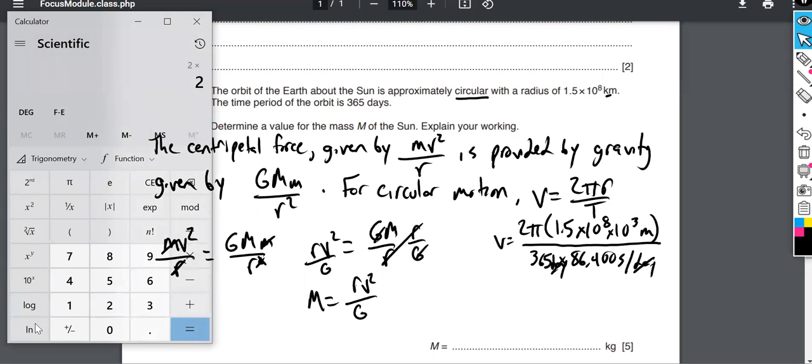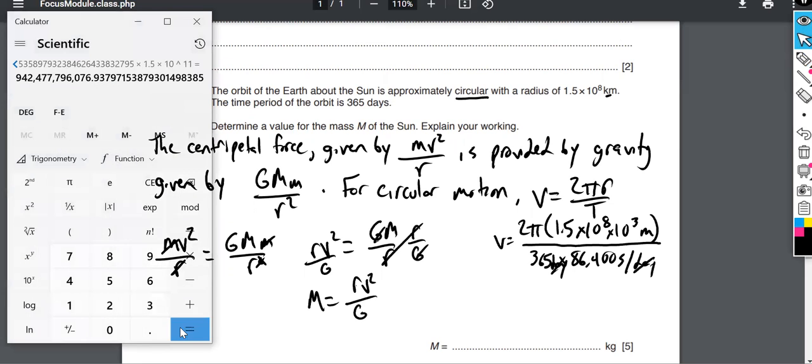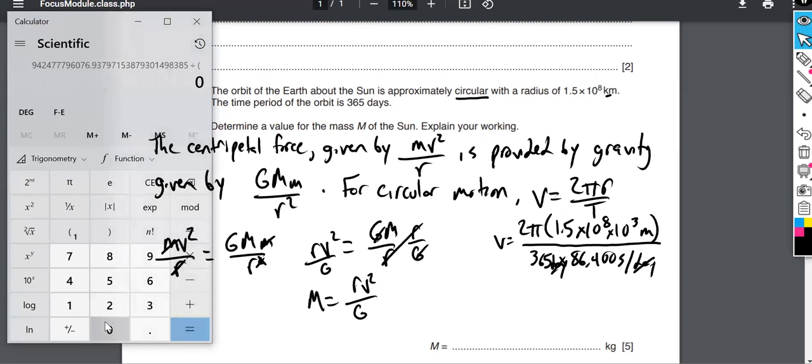2 times pi times 1.5 times 10 to the 11th is that. So that's the distance in meters that we all travel every year. That many meters between birthdays. Divided by 365 times 86,400. And I opened up parentheses there. So now I can see that there's 31,536,000 seconds in a year, not accounting for the extra, sort of 6 hours for the leap day.